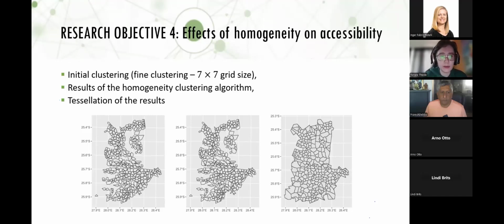Then I did the same thing with a much finer clustering. Here I wanted a 7x7 grid size. So on the left-hand side, there's the initial clustering. Then in the middle, there's the result of homogeneity clustering. And this is a limitation of the method. It does become a bit difficult on a very large area. It's most effective on smaller areas like the Mamelodi example that I showed earlier. But I repeated the same steps and got a nice sort of jigsaw puzzle at the end.